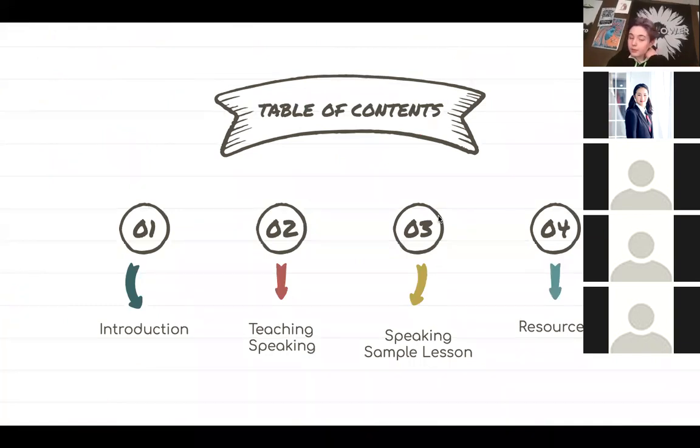So for our table of contents, it's pretty similar to what we've done before. We're doing introduction, like reminders and stuff. We're going to go over generally how to teach speaking. Then we're going to look at our speaking sample lesson before finishing it off with resources and opening up breakout rooms.